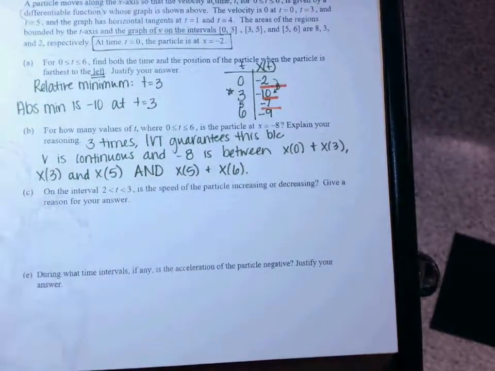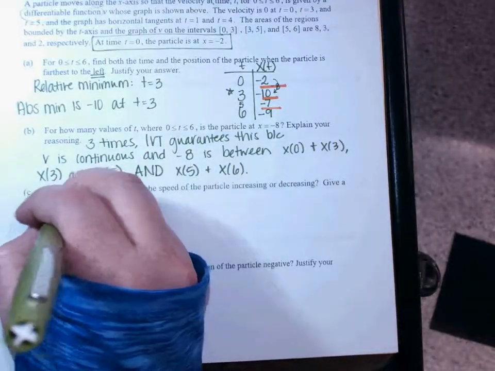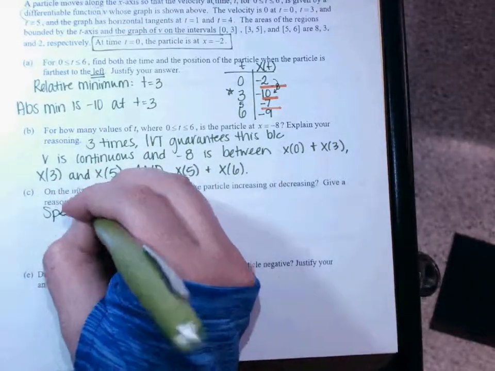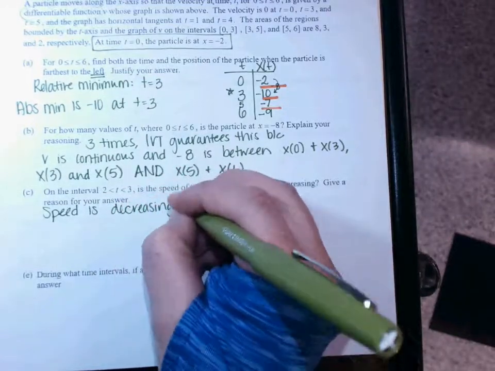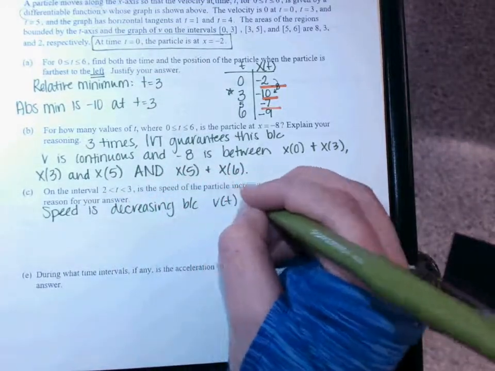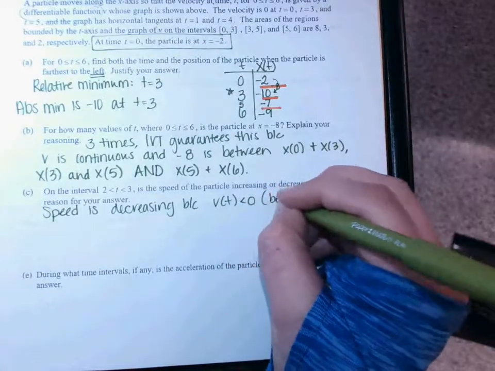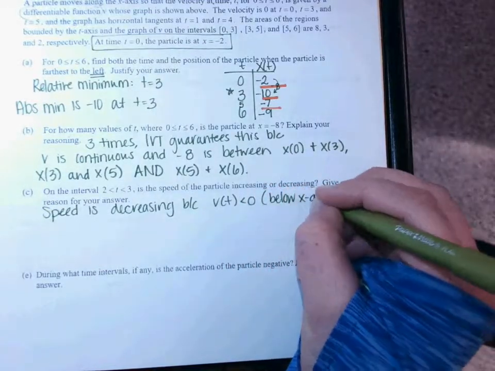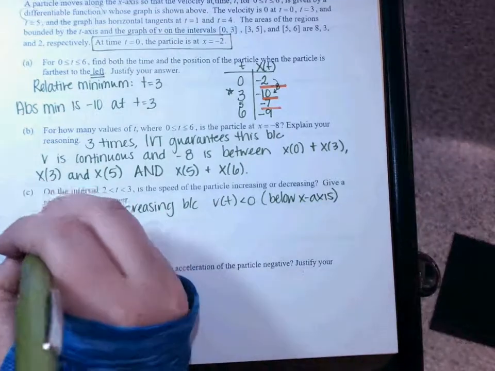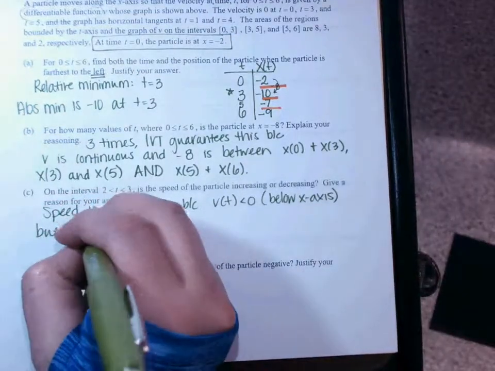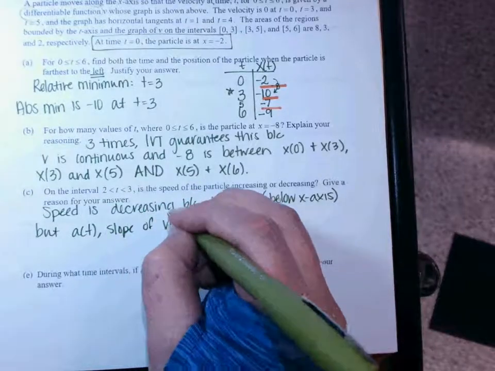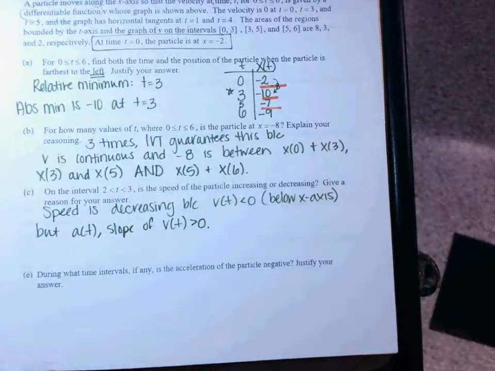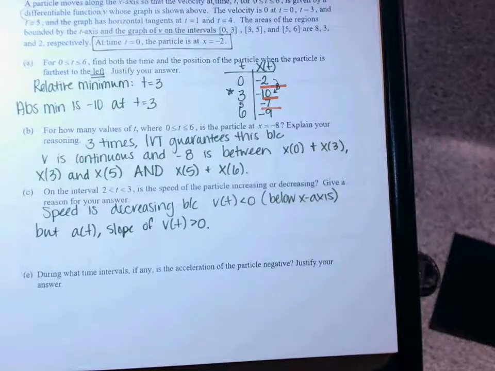Okay, so I would put speed is decreasing because v of t is less than 0, and then I'm going to put below the x-axis, because remember that was our graph, but a of t, the slope of v of t, is greater than 0. And because those are opposite signs, those conflict with each other, so that means it's going to slow it down.